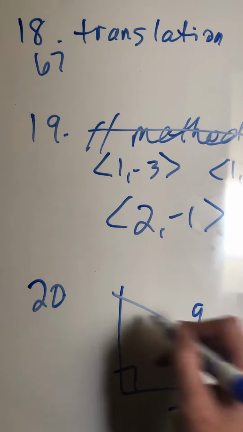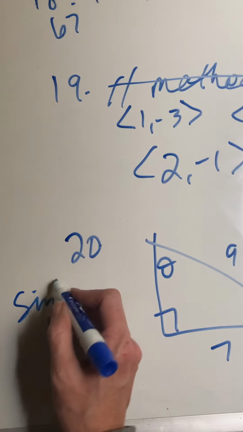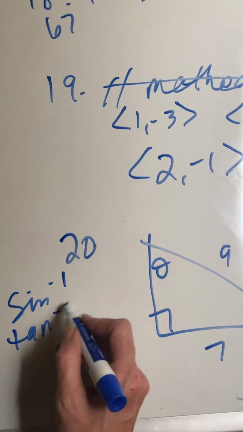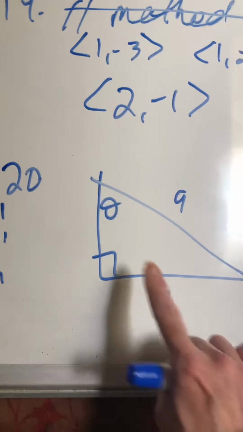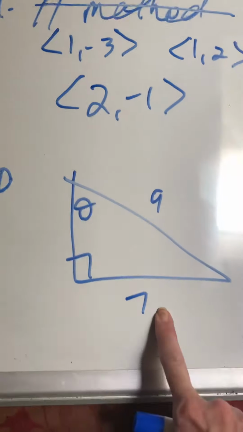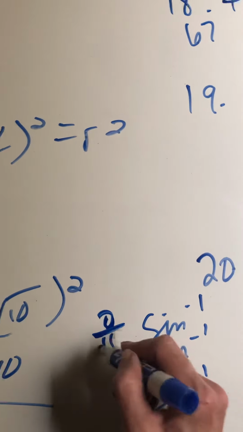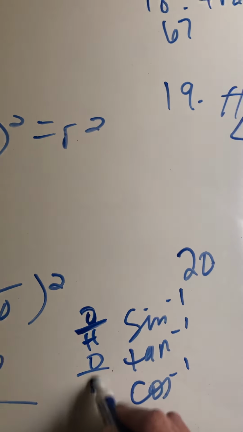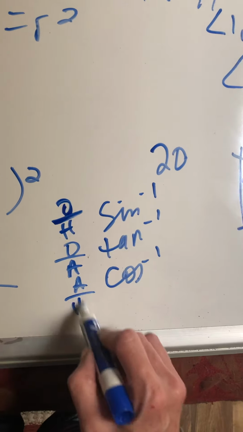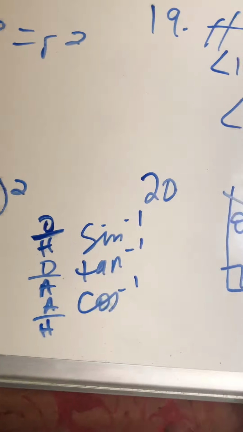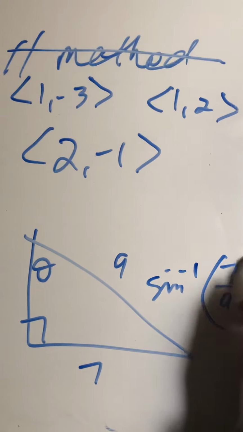This is 7, this is 9, and we want theta. If you want an angle measure, that's an inverse sine or an inverse tangent or an inverse cosine. Okay? Well, we have to decide. Here's my theta. I have opposite and hypotenuse. Sine is opposite and hypotenuse. Tangent is opposite and adjacent. Cosine is adjacent and hypotenuse. So I have to use inverse sine here. So inverse sine of opposite 7/9.